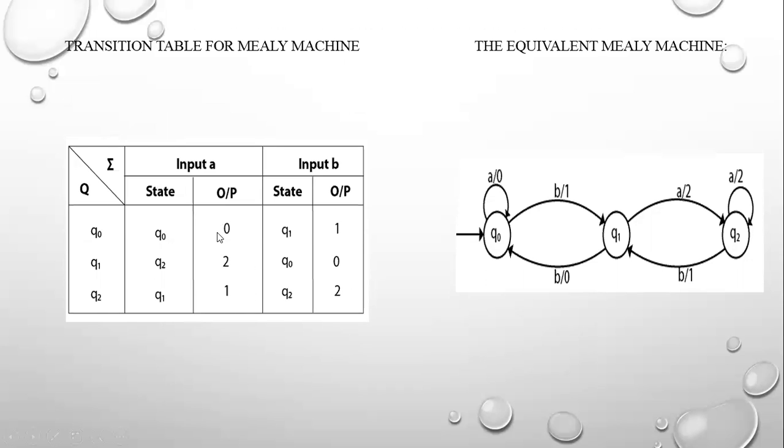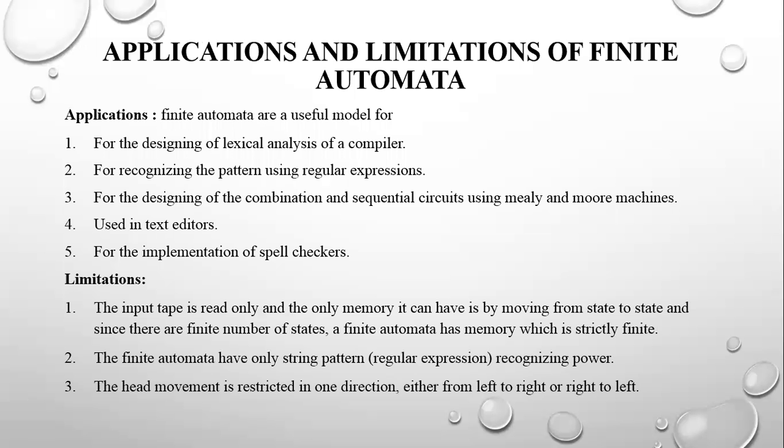I hope you understand how to construct a Mealy machine from a Moore machine and vice versa. Now the next topic is applications and limitations. What are the major applications of finite automata? The major application is lexical analysis in a compiler. In a compiler there are several different steps. First of all, the lexeme is converted into tokens. In that way, finite automata is very useful.